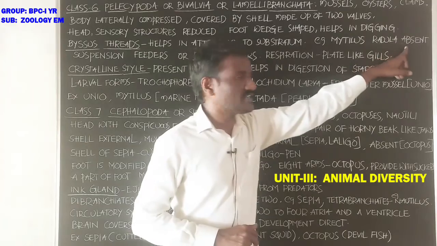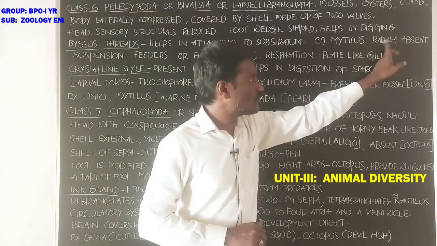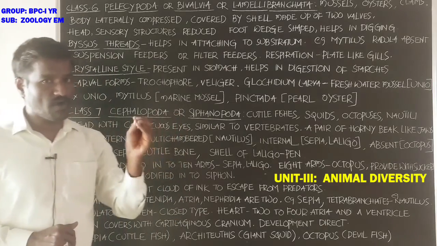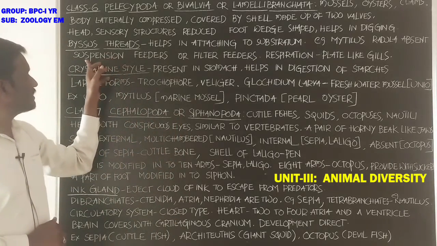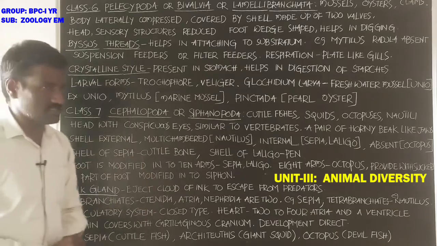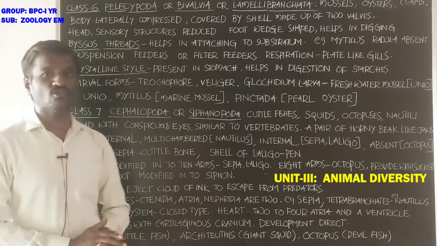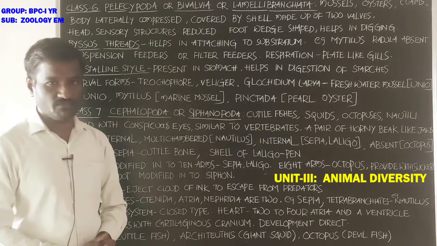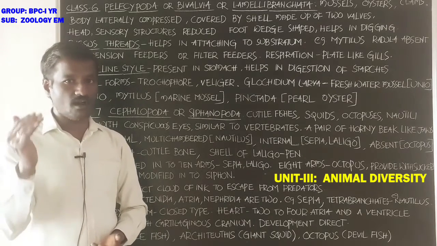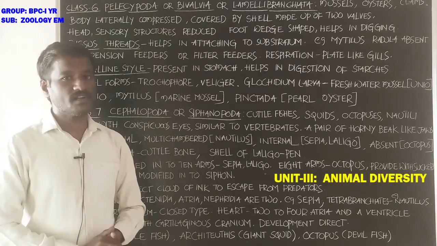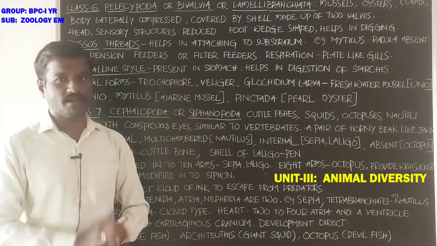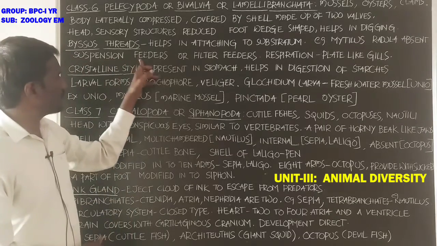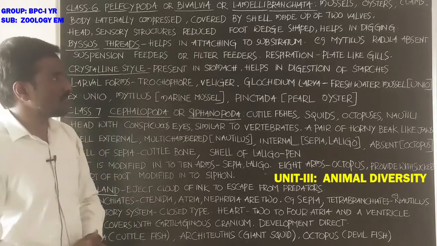Next, radula is absent in bivalves. Next, these are suspension feeders, also called filter feeders. What about the filter feeders? Food particles are obtained by filtering of the organic matter from the water. That is suspension feeders, filter feeders.